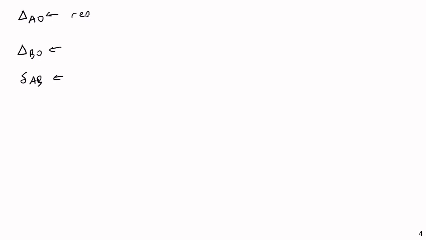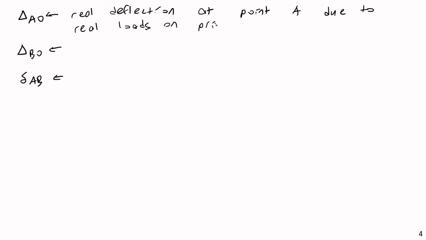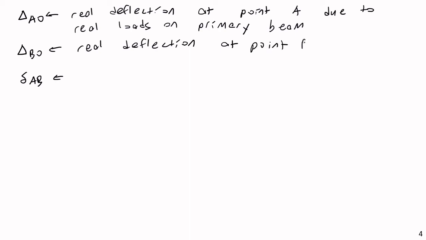Delta AO would be the real deflection at some point A due to the real loads on the primary beam. And delta BO would be the real deflection at some point B due to the real loads on the primary beam.